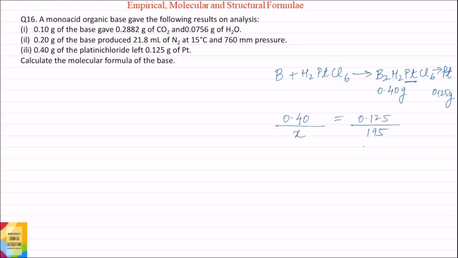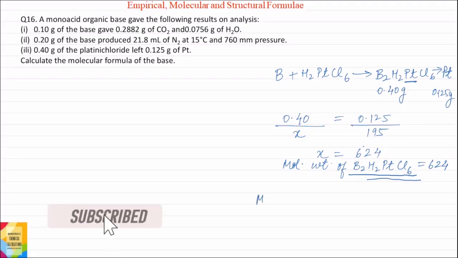सॉल्व करेंगे, सॉल्व करने पर molecular weight of platinic chloride आ जाएगा. So molecular weight of platinic chloride, that is X, will be equal to 624. So this is the molecular weight of B2H2PtCl6, and this is equal to 624. अब अगर हम molecular weight of B2H2PtCl6 में से molecular weight of H2PtCl6 subtract कर दें तो we will get the weight of 2 moles of B, and dividing the weight of 2 moles of B by 2 we get the molecular weight of B.